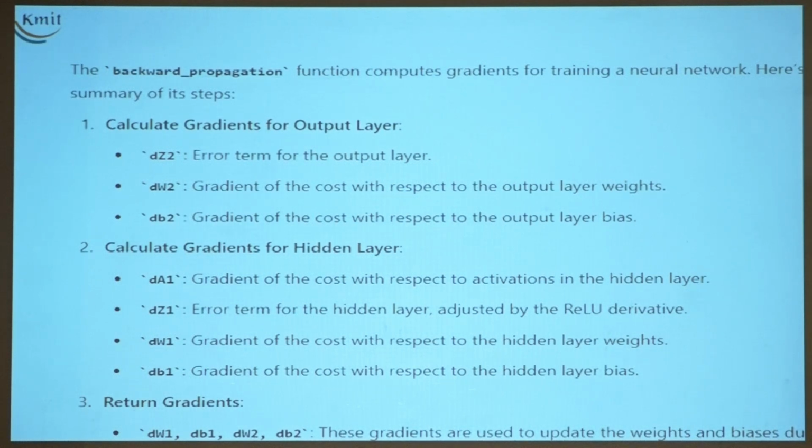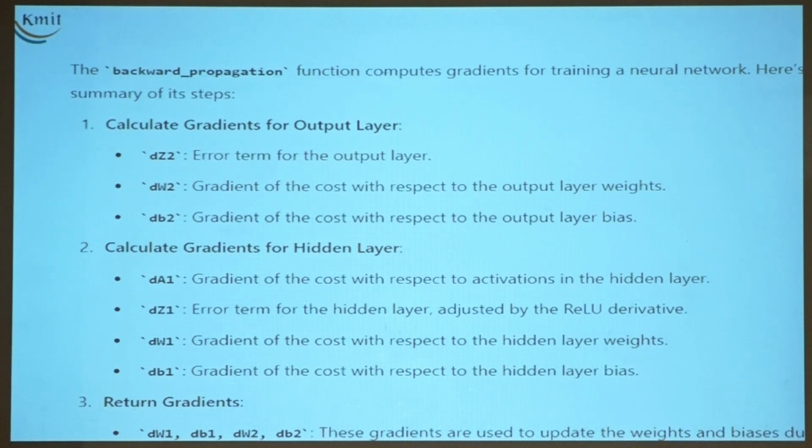So, step 1 is calculating gradients. Gradients for what? Output layer first, and then I will calculate gradients for hidden layer, and then I will return all these gradients. Is that clear? Did you all understand? So, what is the first thing that we do in backward propagation? We calculate gradients for output layer, then calculate gradients for hidden layer, and then we return the gradients.